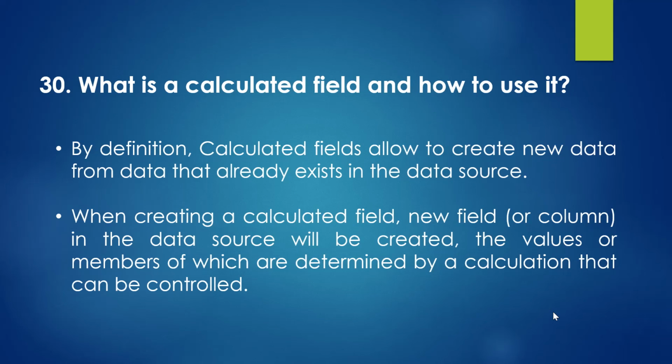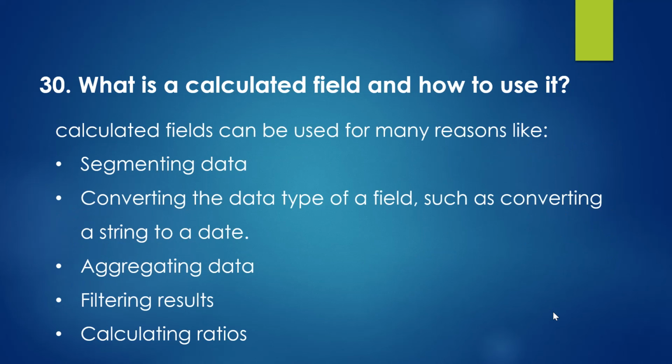Next, we have what is a calculated field and how to use it. By definition, calculated fields allow you to create new data from data that already exists in the data source. When you create a calculated field, a new field or column is created in the data source, the values or members of which are determined by a calculation that you can control. Calculated fields can be used for many reasons, like segmenting data, converting the data type of a field, such as converting a string to a date, aggregating data, filtering results, calculating ratios, etc.